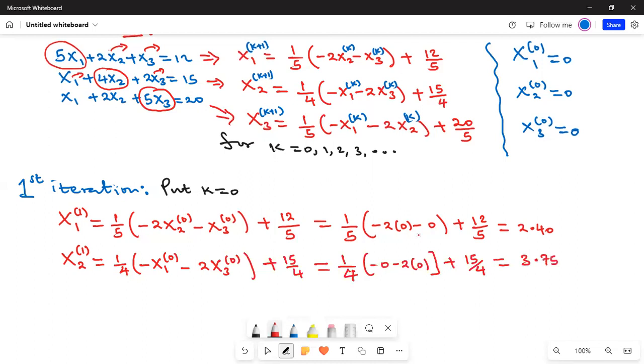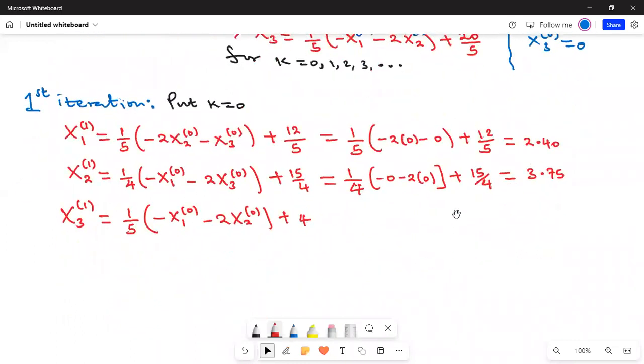Third equation will give us x3 at level 1. It's 1 over 5 negative x1 at level 0 minus 2x2 at level 0 plus 20 over 5, that is 4.